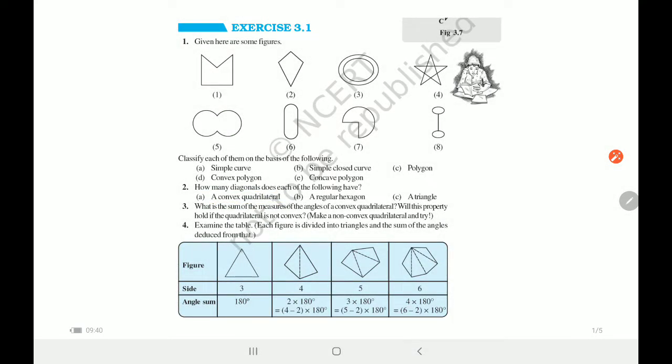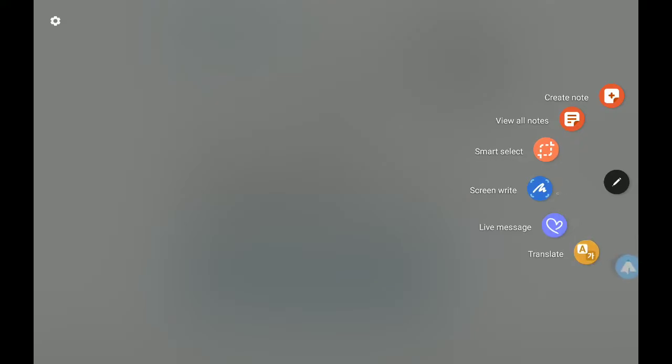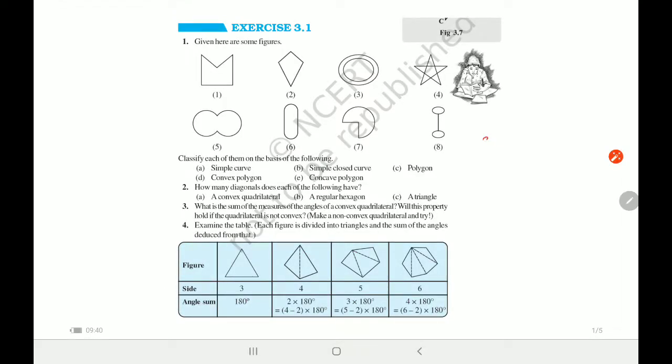Next. What is the sum of measures of angles of a convex quadrilateral? Will this property hold if the quadrilateral is not convex, sorry, I mean concave? Yes, it is true. First of all, let us write that the sum of measures of all interior angles of a convex quadrilateral is 360 degrees, as we know. So for the second question, the answer is yes. That means it holds true even if the quadrilateral is concave.